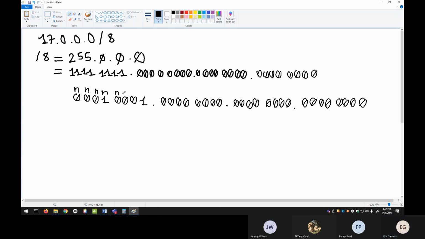So the first 8 bits belong to the network part, isn't it? Those are the network part. Now these 0s mean that these bits belong to the host part. So all the other 24 belong to the host part. So 8 bits belong to the network part, 24 bits belong to the host part.